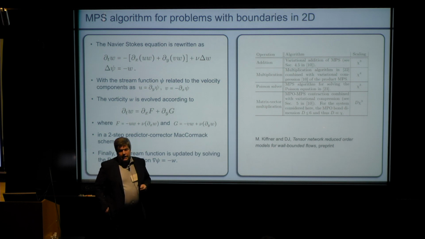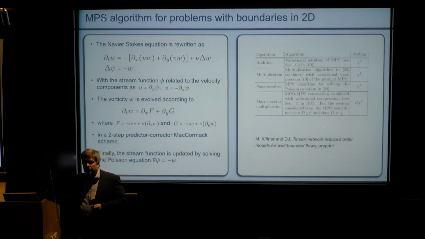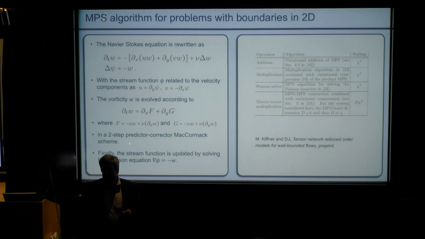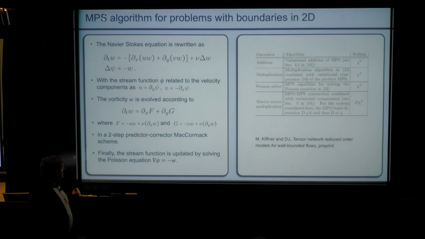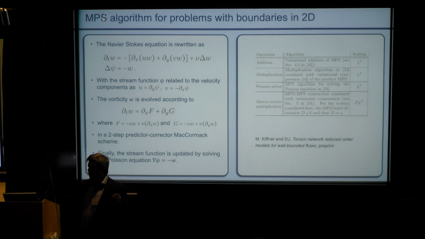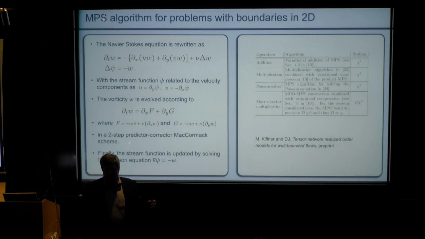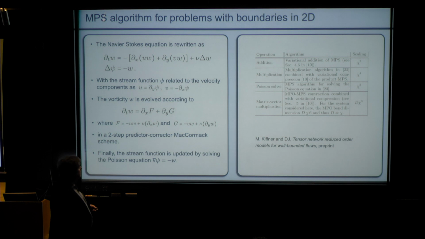And in this particular case, because we do have boundary conditions, the penalty method with the Lagrange multiplier that I mentioned before is not that good anymore. So what we use instead is a so-called two-step predictor corrector MacCormack scheme that comes out of the fluid dynamics world, which is very accurate there. I bring this up because I would like to show where the bottleneck in these computations is. What we do here is take precisely a standard classical CFD method and apply it step by step in matrix product operator and matrix product state formalism.